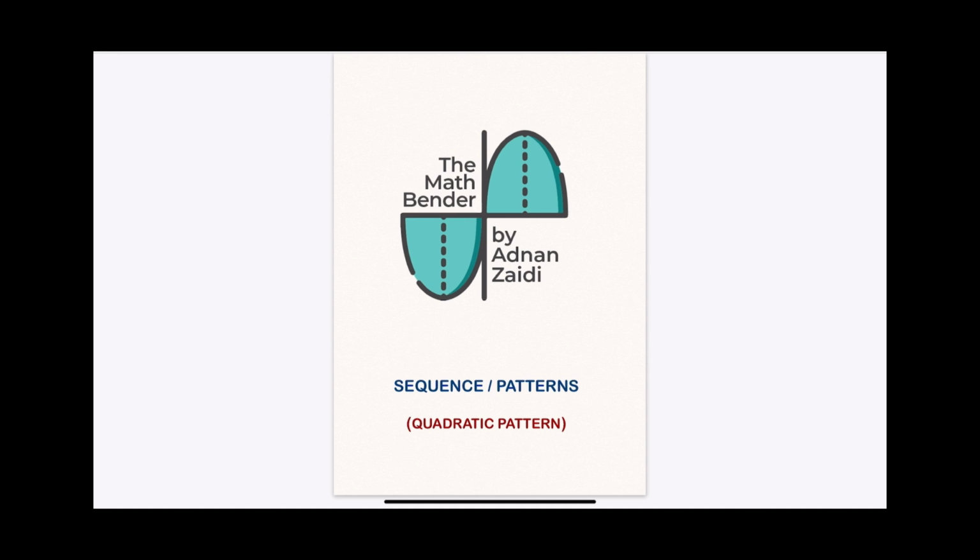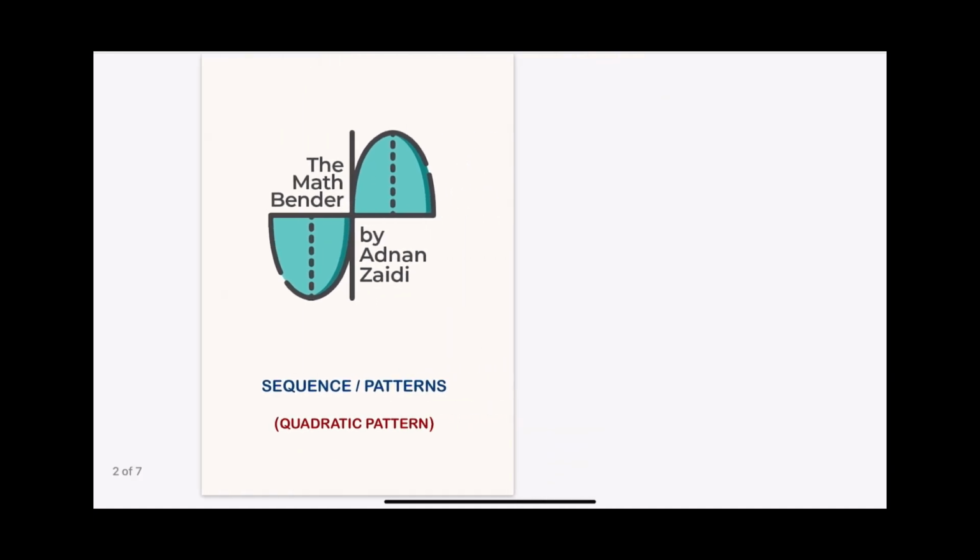In this session I will talk about patterns, specifically quadratic patterns. Before starting off, we need to know what a quadratic pattern or a quadratic expression is. Anything in the form of x squared, for example 2x squared plus x, or 2x squared plus 3x plus 4, is called quadratic because it has a maximum power of 2. Any expression or equation which has a maximum power of 2, we call quadratic.